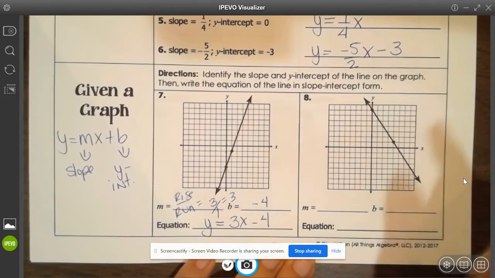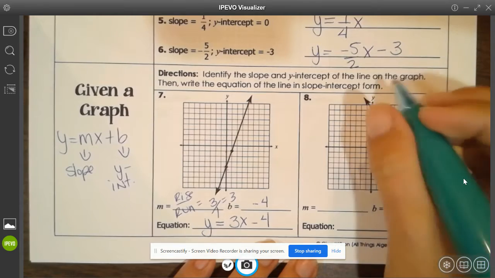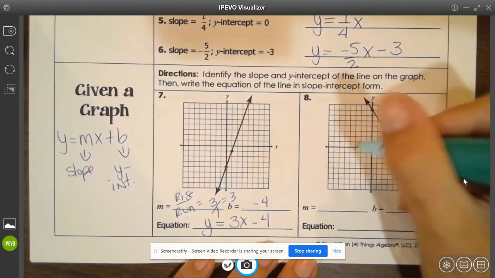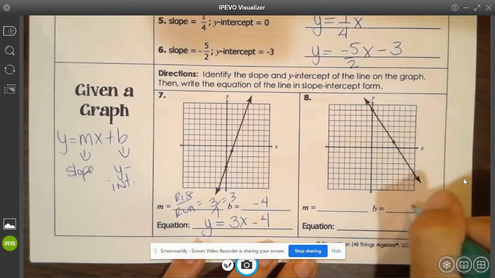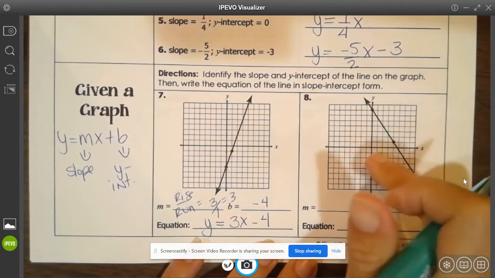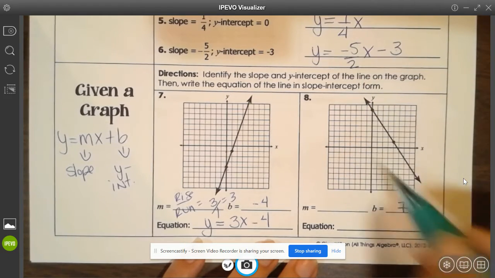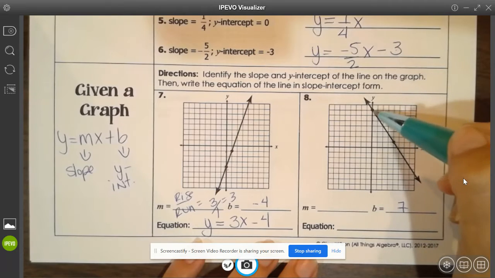All right, let's try this one. So we have the y-intercept. We can just look really quick. From 0, you go 1, 2, 3, 4, 5, 6, 7. That's positive, right? Because it's above 0. And then let's find the slope. The slope is from this point to this point.